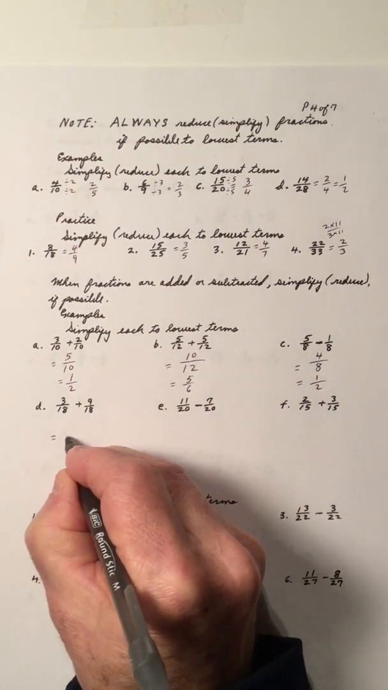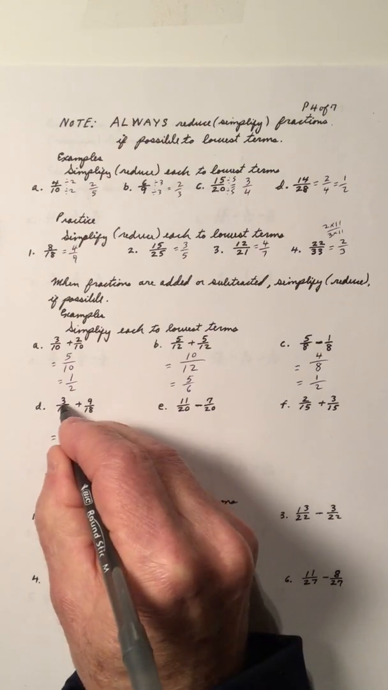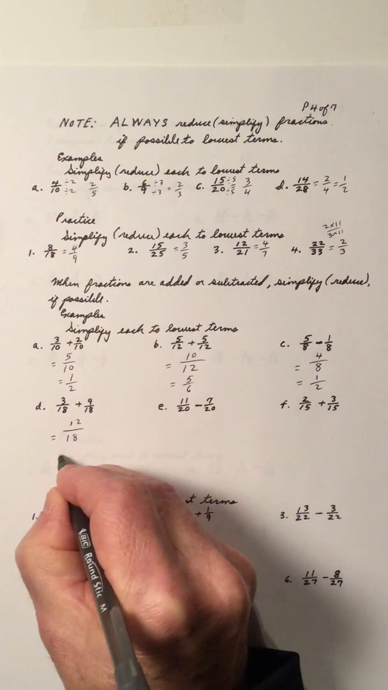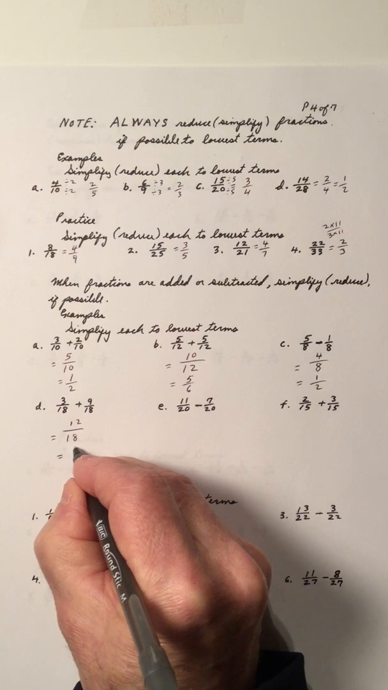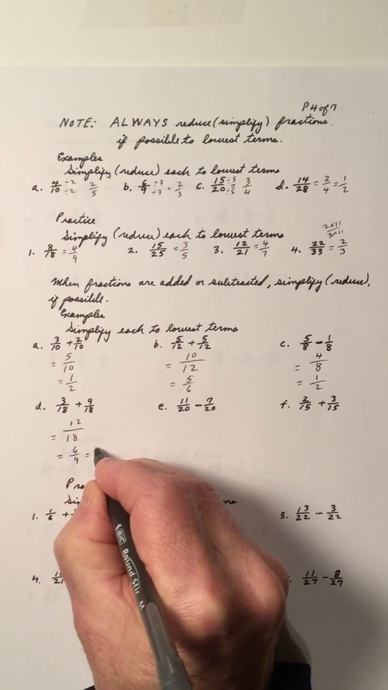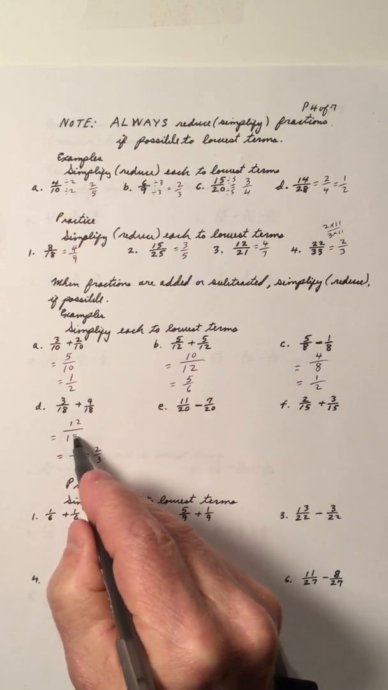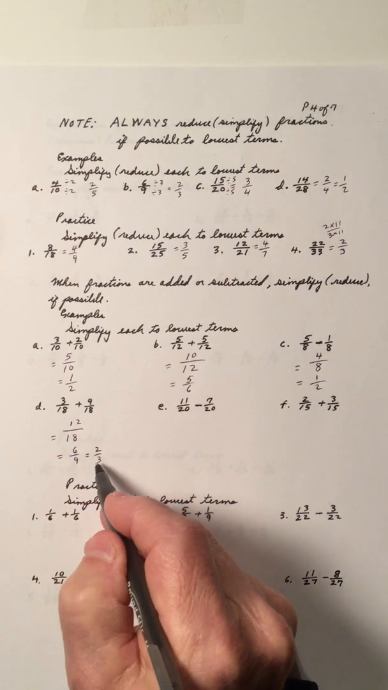18 is my denominator. Keep your denominator. Add the numerators. 9 and 3 makes 12. What factor is common? Let's divide by 2. 6 and 9. Now we can divide by 3, which gives me 2 and 3. I could have divided by 6 right away and got 6 into 12 goes 2, 6 into 18 goes 3.